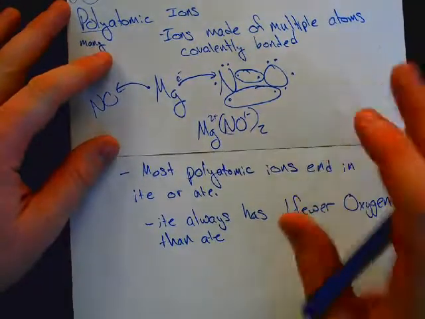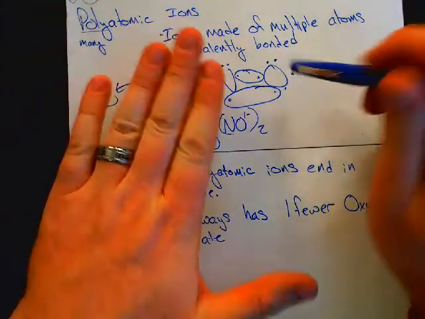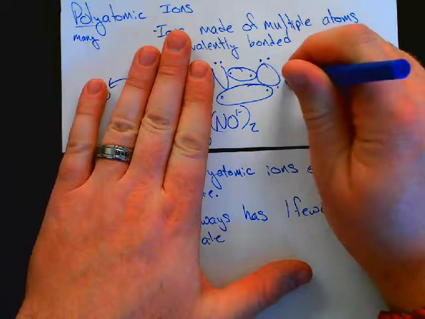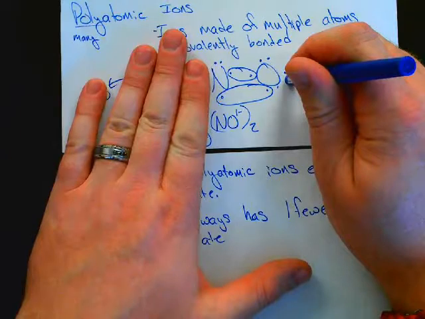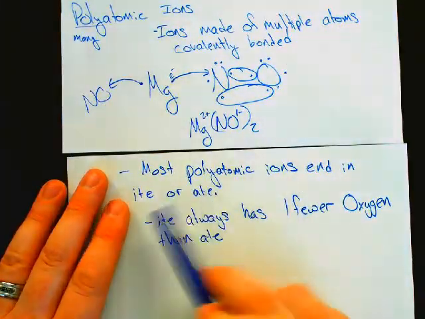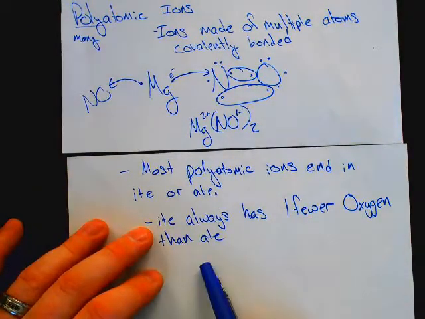All right, so we've got the idea that polyatomic ions are covalently bonded groups of atoms that have a charge as a group, right? Okay, next thing. We understand that most polyatomic ions end in ite or ate, and that ite always has one fewer oxygen than ate. Good with that?